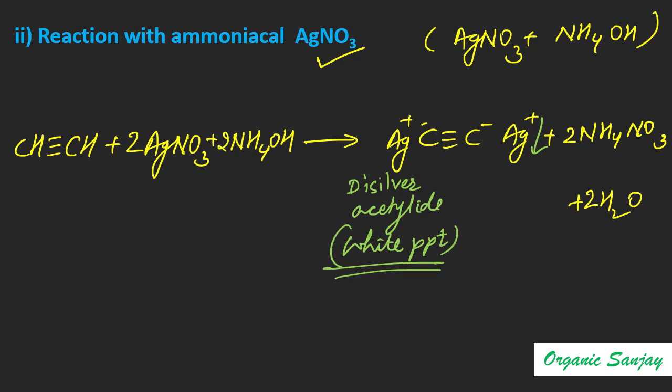I hope you understand. This reaction is very useful for identifying or confirming terminal alkynes and ethyne gas. If it is a terminal alkyne or ethyne, then it will react with ammoniacal silver nitrate and give a white precipitate, which confirms the presence of ethyne or a terminal alkyne.